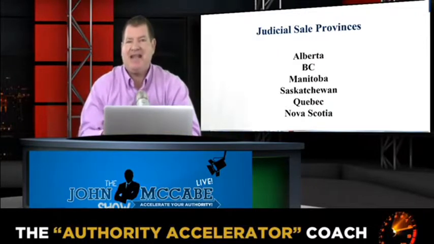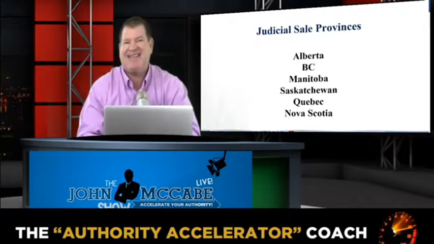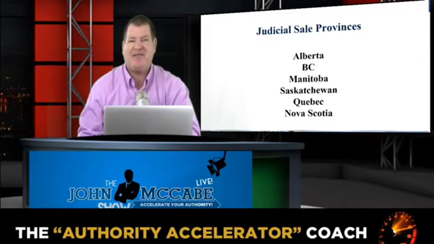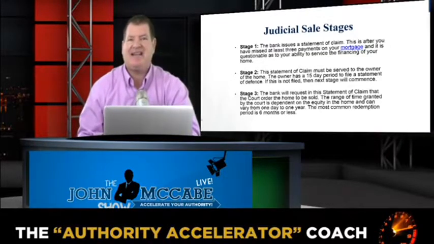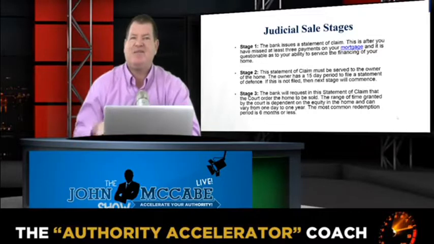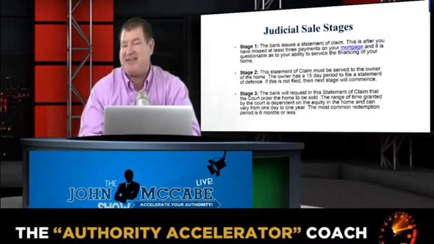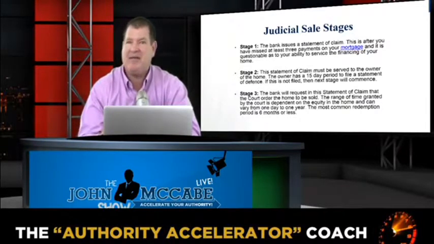Now, there's six main stages of the process when it comes to the judicial sale process. The first one, stage one, is when the bank issues a statement of claim. That's the legal document that's prepared down at the courthouse and sent out to the homeowner.